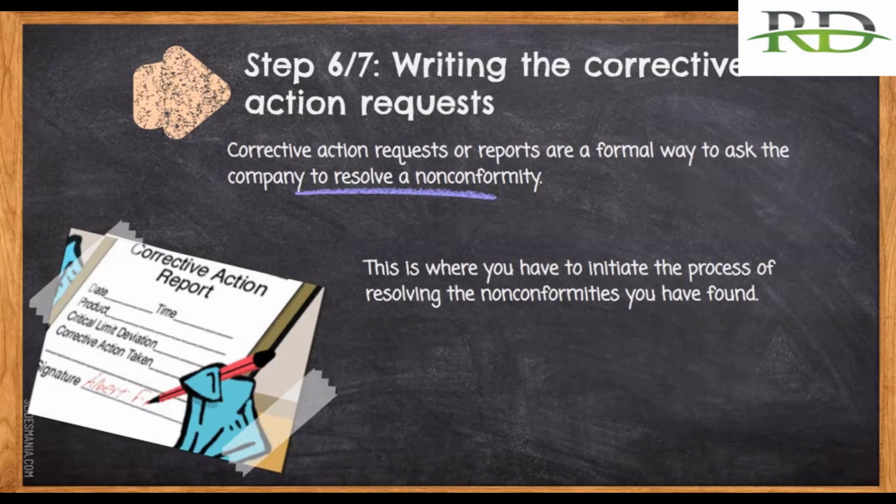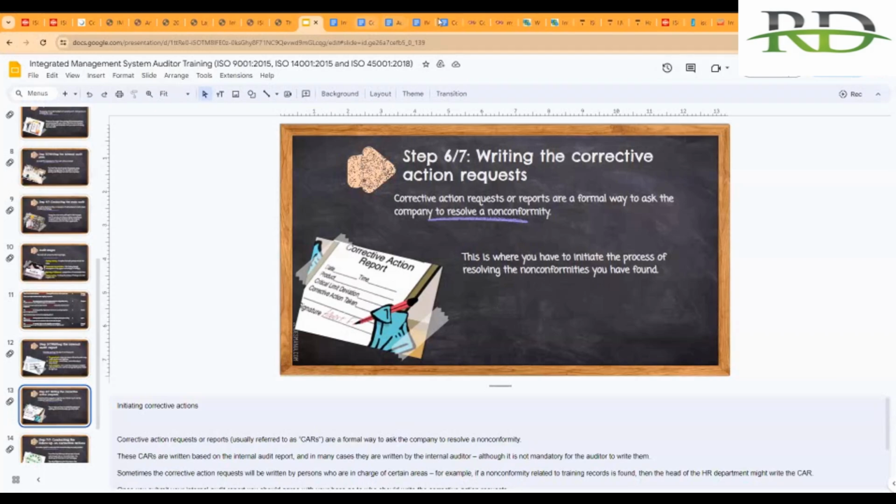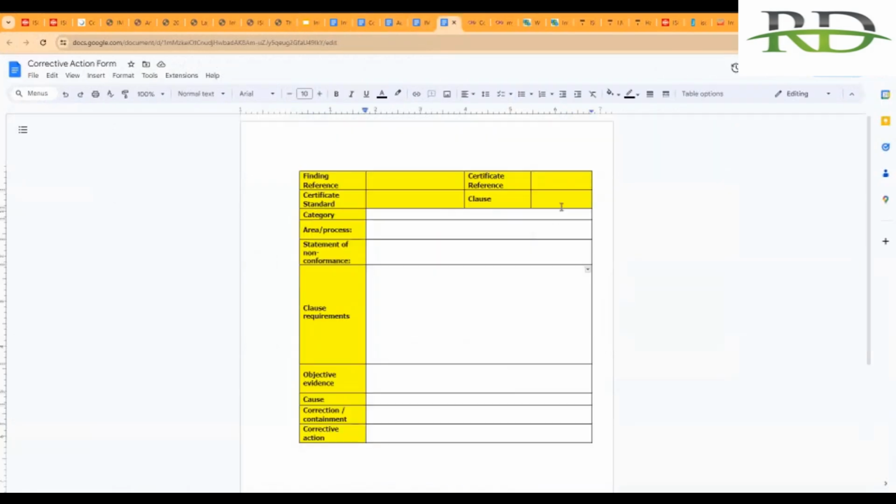In IMS, a non-conformity basically means that the goal has not been met, because the Annex SL, the harmonized structure, is a goal-setting framework, okay? So some of the goals, it can be in clause number 4, number 5, number 6, have not been met. So we have to request the organization to resolve that non-conformity. And you do that by using this document.